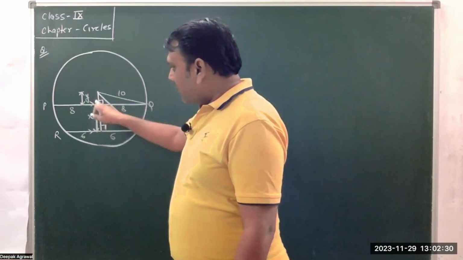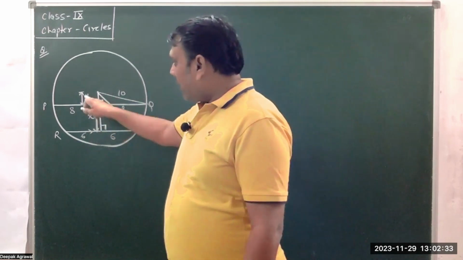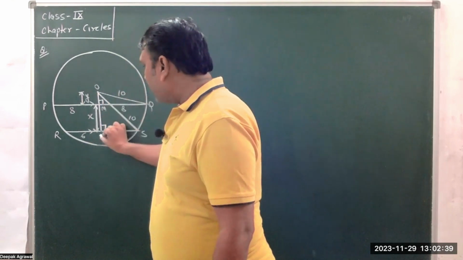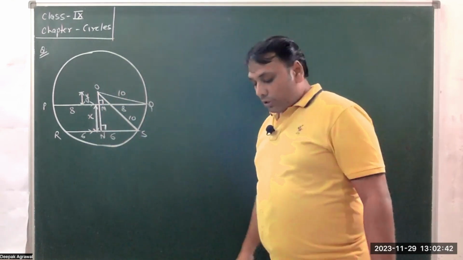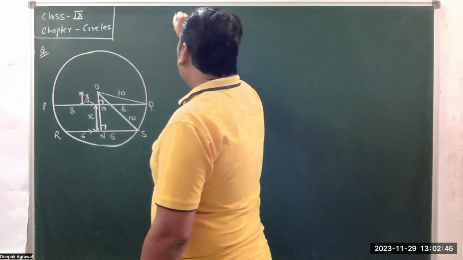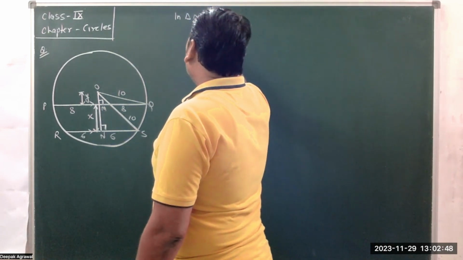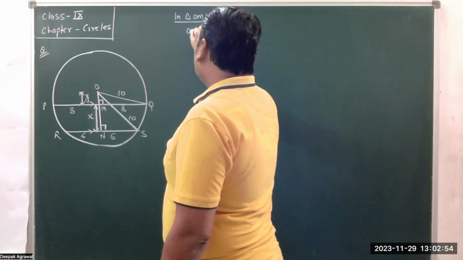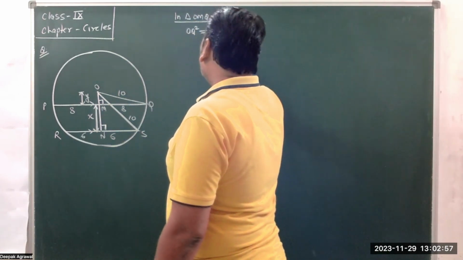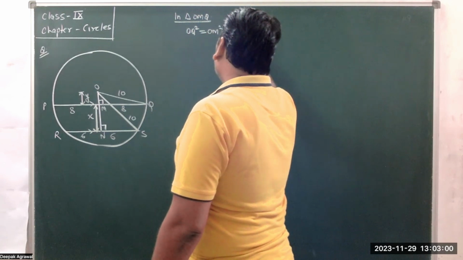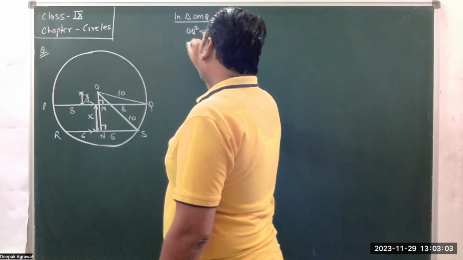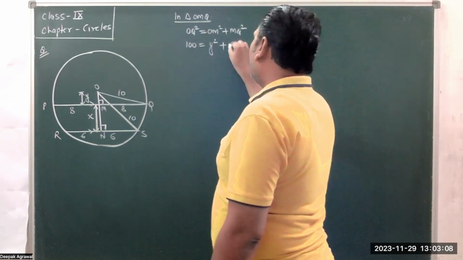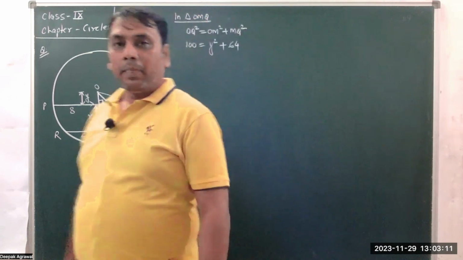We have to find the distance between the chords. That means we have to find x. I have assumed this one as y. This is point O, this is point M, and this is point N. So the solution is in the similar manner. In triangle OMQ, if I apply the Pythagoras theorem, then OQ square is equals to OM square plus MQ square. So 10 square, that is 100. OM, that is y. So y square plus MQ is 8, the square is 64.